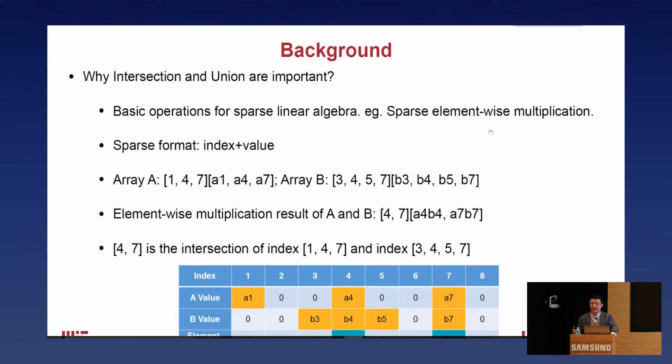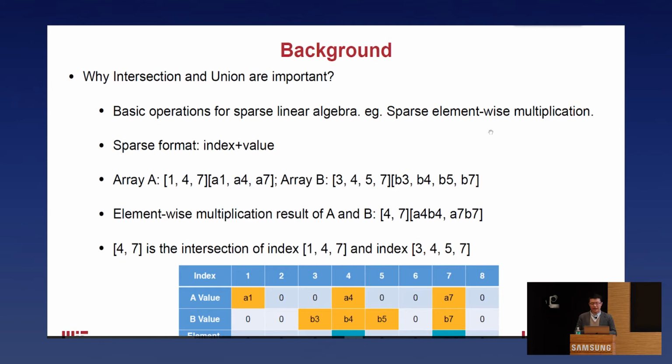And after ReLU, the activation is sparse. And we have seen the sparse engine from Samsung back on Tuesday, which is amazing work accelerating sparse neural networks. For example, we have the sparse format with both the index and value. For array A, you have index of 1, 4, 7, and value of A1, A4, A7, and array B with index of 3, 4, 5, 7. Those are non-zero entries. We're only storing those non-zero entries.